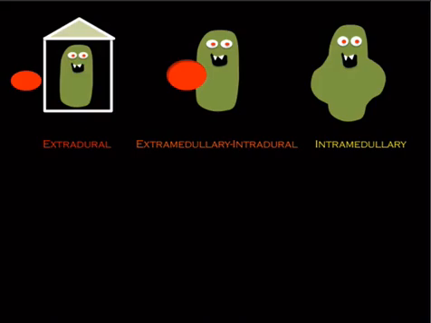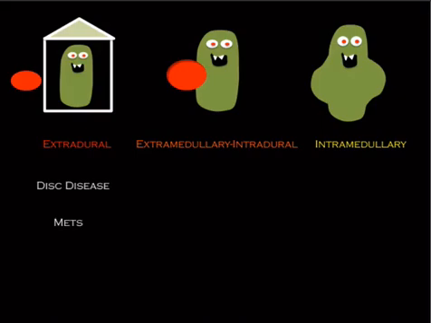Localize it as either ball outside of the house, ball next to the snake, or the snake has eaten the ball. So let's start with extradural. This is basically like disc bulges and mets. Those are the 2 things. There's other stuff, but just remember those 2.